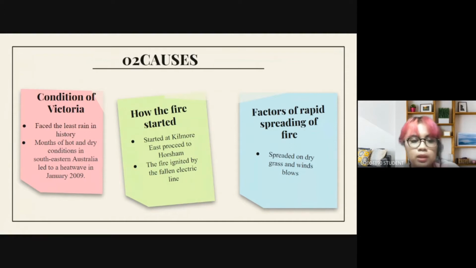And last but not least, the factors of rapid spreading of fire. The spread of fire was due to the high velocity of the hot wind blowing, making the fire more intense and spread more easily on the dry grass. So that is all for the introduction part and causes. Now I will be passing to Nurin to present on the impacts of Black Saturday bushfire.